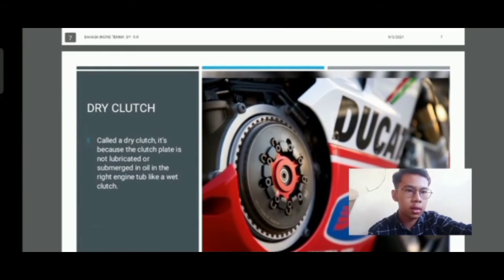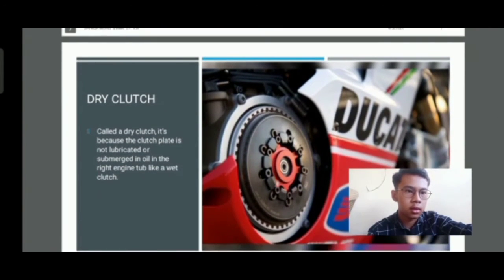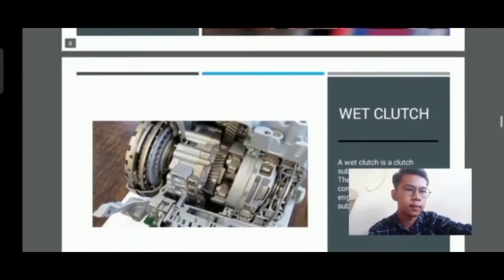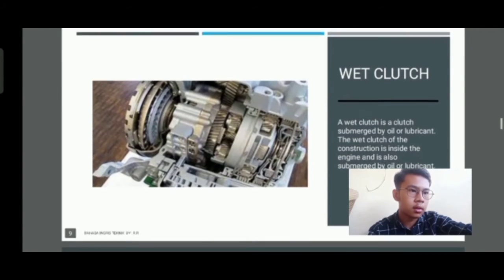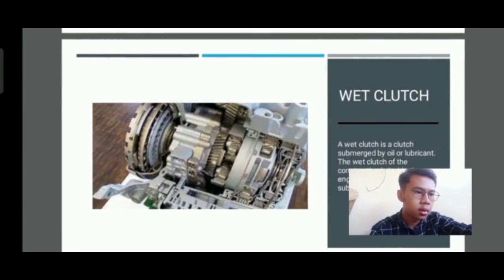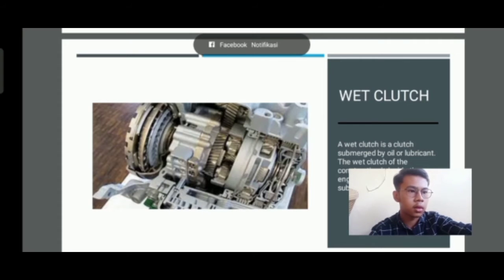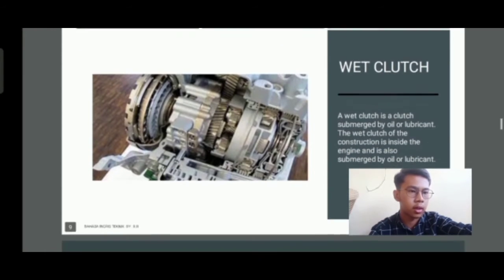And third, dry clutch. It is called a dry clutch because the clutch plate is not lubricated or submerged in oil in the engine, unlike a wet clutch. And last, wet clutch. A wet clutch is a clutch submerged by oil or lubricant. The wet clutch construction is inside the engine and is also submerged by oil or lubricant.